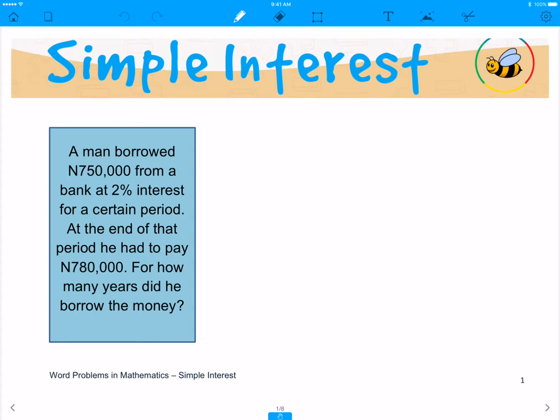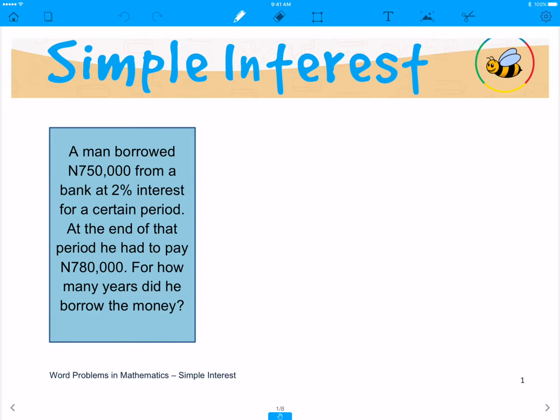A man borrowed 750,000 naira from a bank at 2% interest for a certain period. At the end of that period, he had to pay 780,000 naira. For how many years did he borrow the money?